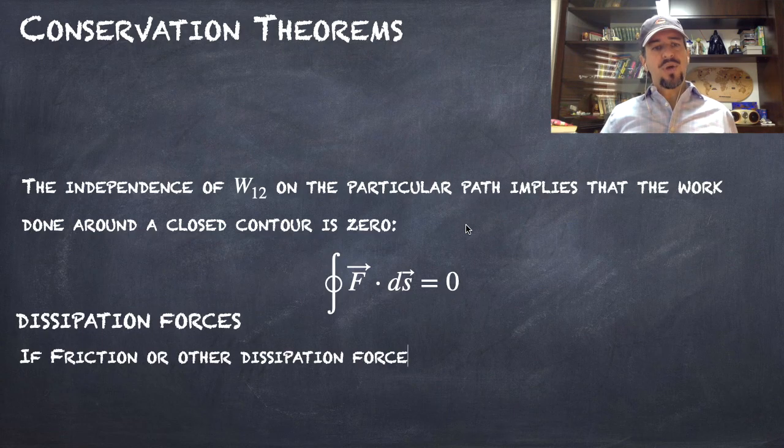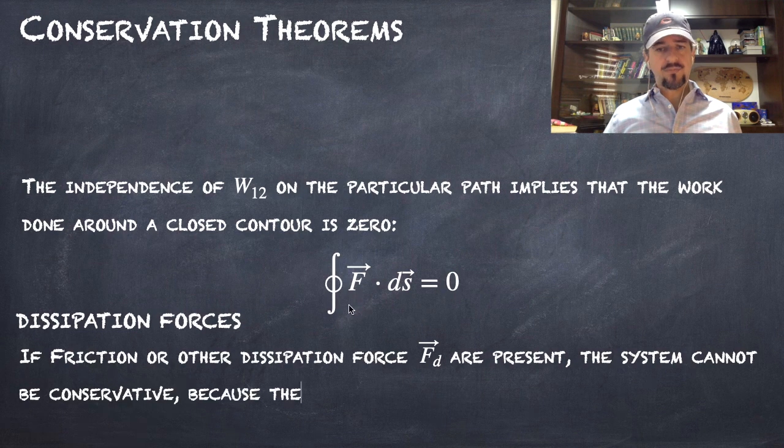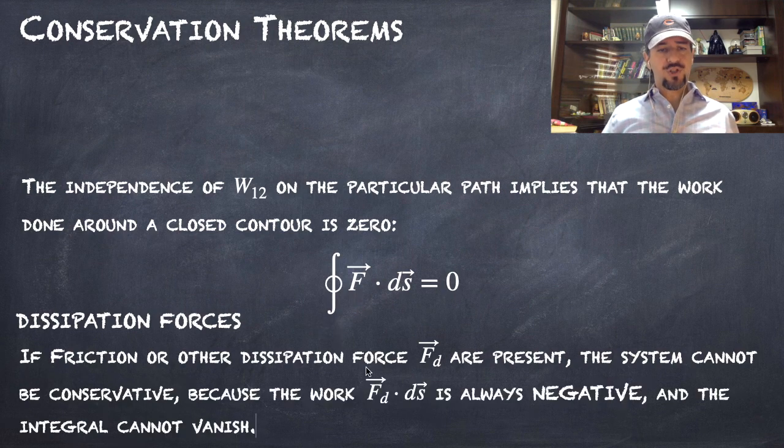Of course, if we have dissipation forces, this is not valid. If friction or other dissipation force, Fd, are present, the system cannot be conservative. Why? Because the work of this dissipation force, Fd·ds, is always negative. The force is in the opposite direction of the displacement, always. And then this product is going to be always negative, from point 1 to point 2 and the way back. So the integral cannot vanish.